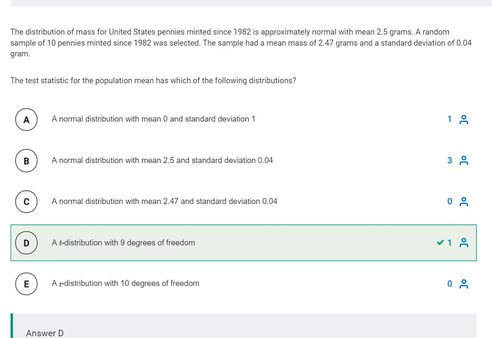Therefore, we cannot use a normal model. We have to use a T model, because a T model is the model that allows for some extra variability when we don't know the standard deviation of the population. So it's a T distribution. So we're down to D and E. We can't use a normal distribution. And then the degrees of freedom is 1 less than the sample size, so that's why it has 9 degrees of freedom.